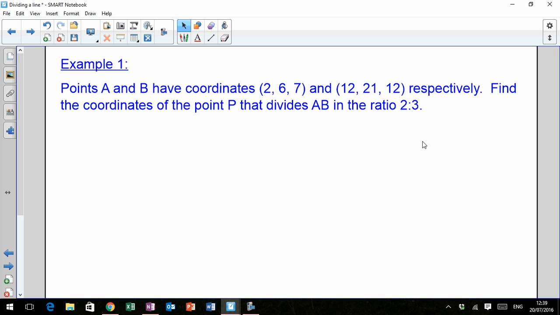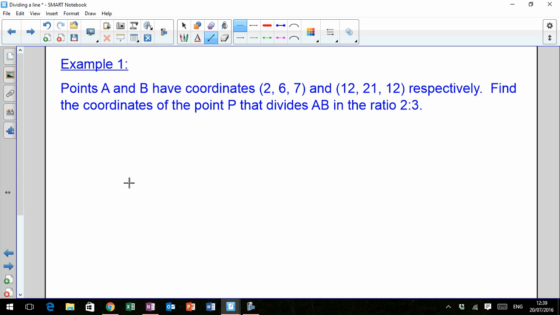Okay, so I'm just going to jump in and do some examples here. Feel free to put these down as your notes. Points A and B have coordinates 2, 6, 7 and 12, 21, 12 respectively. Find the coordinates of the point P that divides AB in the ratio 2 to 3.